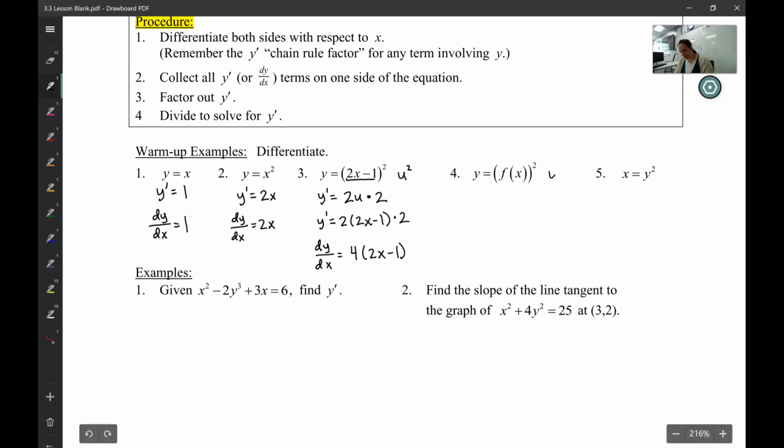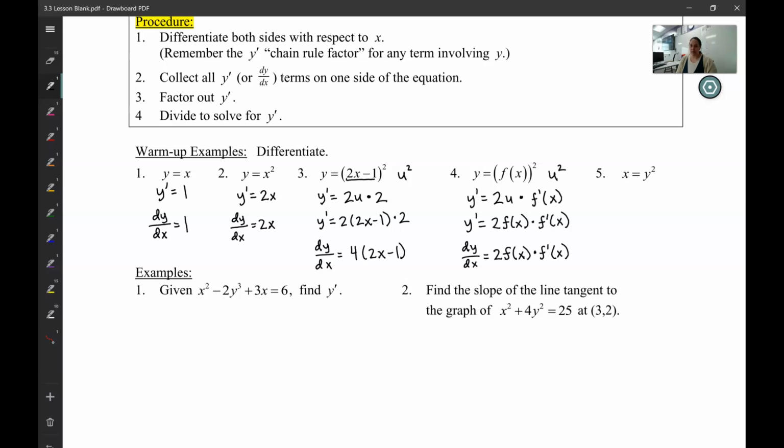Number 4 is also chain rule. It's the same chain rule with u squared. So y prime is going to be derivative of the mommy times by the derivative of the baby, which in this case would be f prime of x. Because we don't have an actual equation, so we're just going to write it like that. And then we plug the baby back in. So 2f of x times f prime of x. And then I'm going to change it to dy dx again. Okay, so far so good.